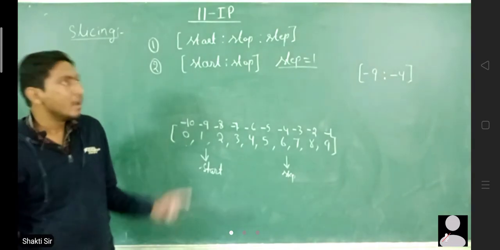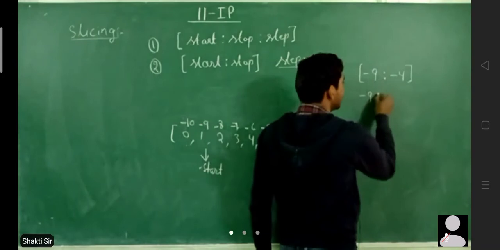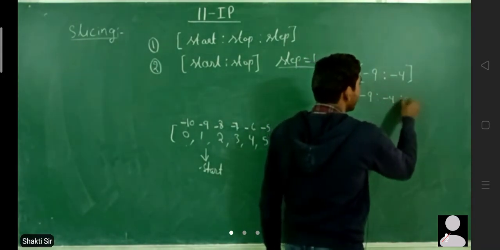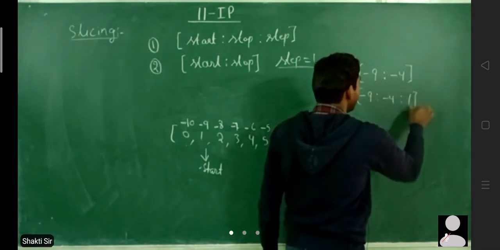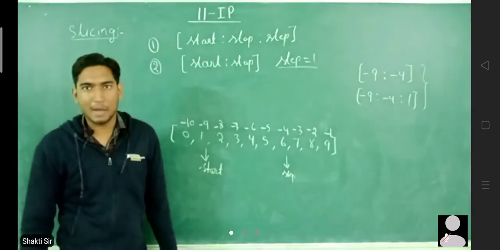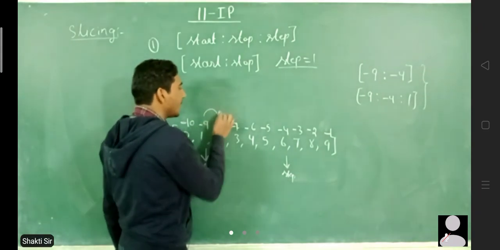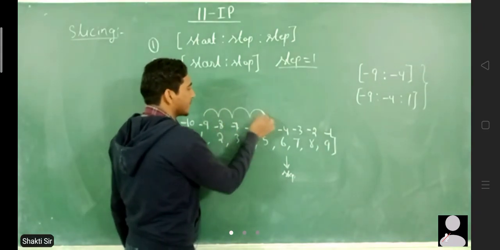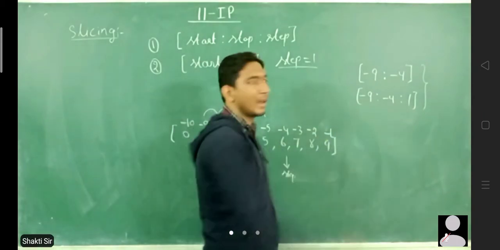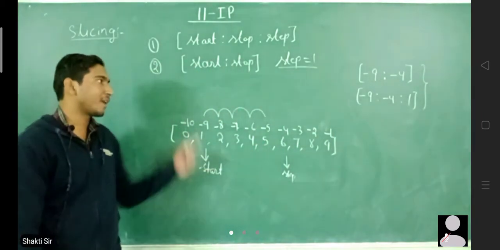Why? Because the default value of step is 1. So basically this is similar to this. Both of these are the same thing. Because we are taking a step as 1, we start from here and we are moving in the positive direction, from left to right. Because the step value is positive, our answer will be this.